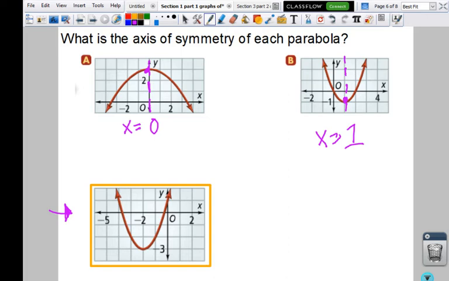So let's pick somebody random for this one. Eeny, meeny, miny, the calculator chooses Alzea. Alright, it's x equals what? Negative... What is the x in your vertex right here? 3, negative 3.